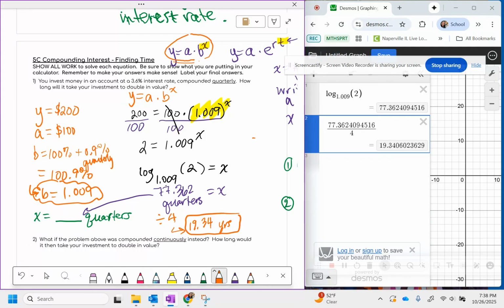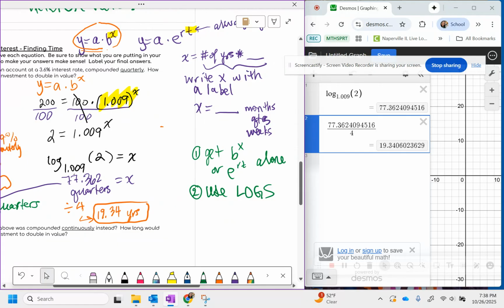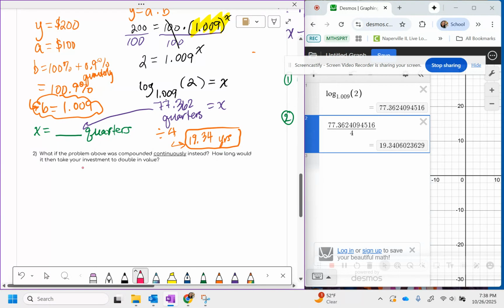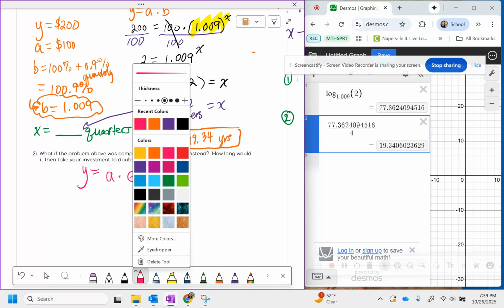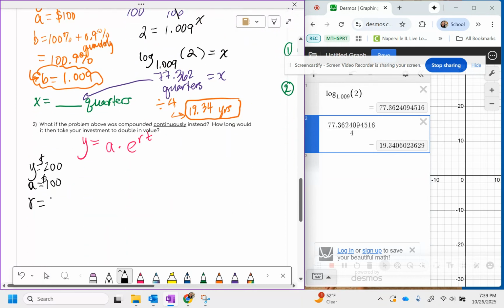Okay. So number 2 is asking, what if it was continuously instead? And so that's where we will bring up this part where we use the a times e to the rt, and we talk about how it's a little bit different. So if it's continuously, and I have y equals a times e to the rt, remember my y was 200, my a was 100. I start with $100, I'm doubling it. My r is a percent. It's not 100 plus anything. It's just the percentage, which is 3.6%, which I will change to a decimal.